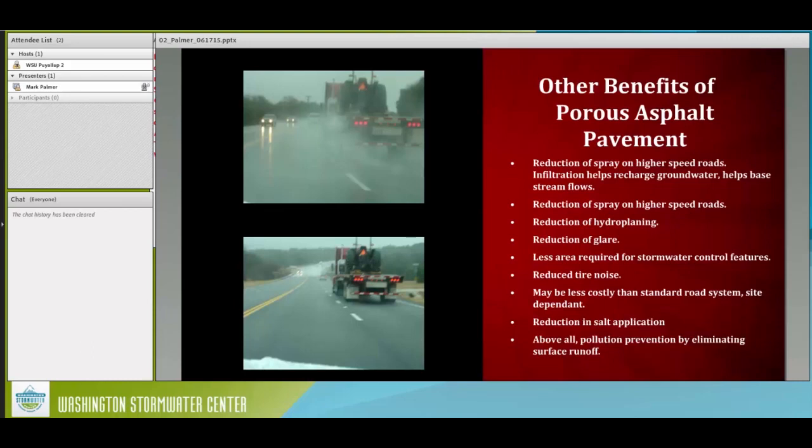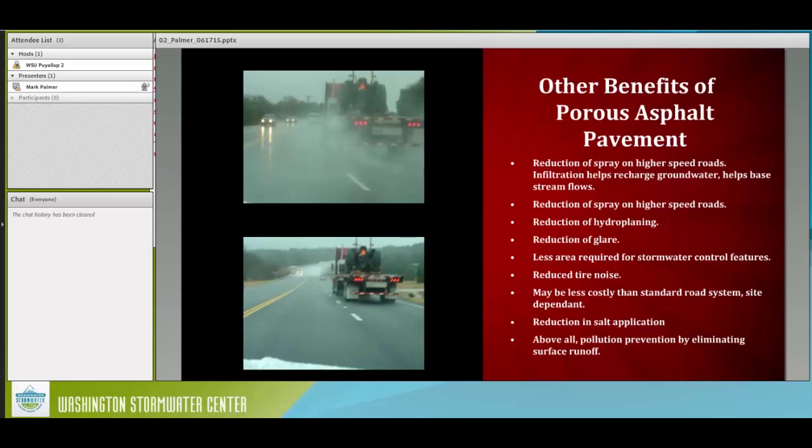Reduction of hydroplaning. Obviously, if you don't have the water on the surface of the asphalt, you'll have less hydroplaning and sliding on that surface. As you already mentioned from the Arizona study, there's a reduction of glare, so you're able to see the lane markers and other pavement markings much easier. You don't have to buy additional right-of-way for additional stormwater control features such as detention-retention ponds or water quality treatment structures.